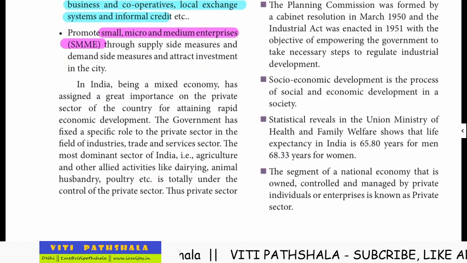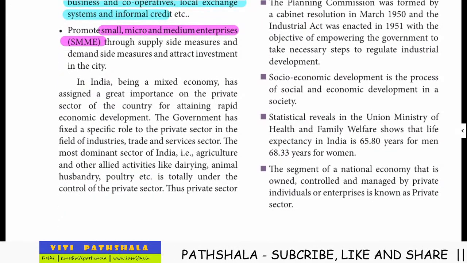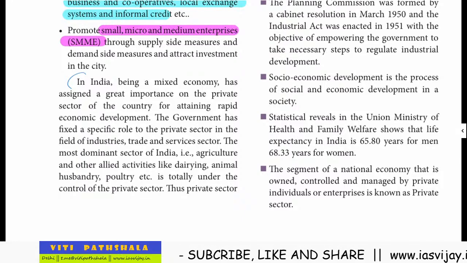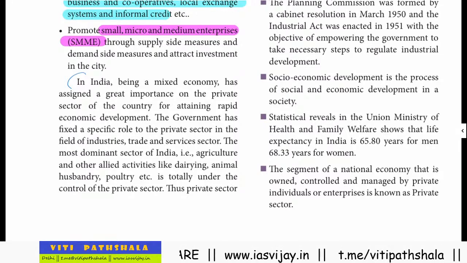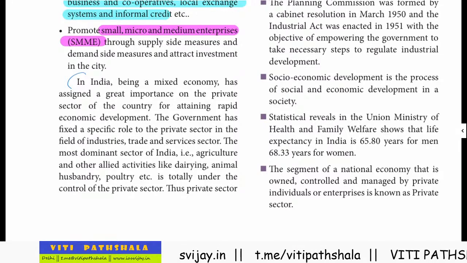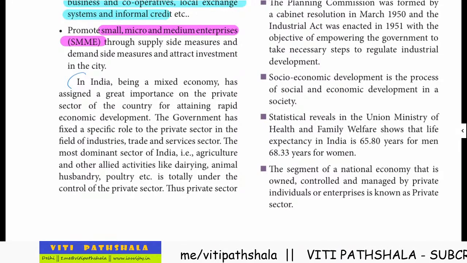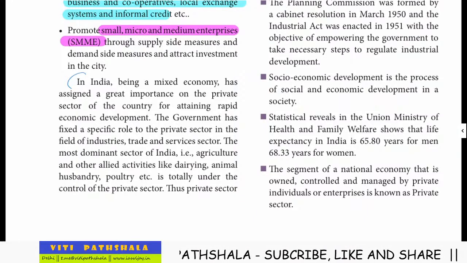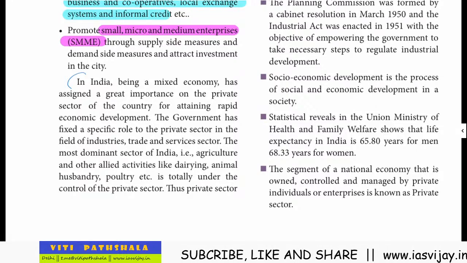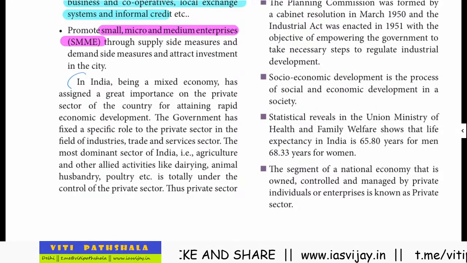In India, this is where your conclusion part starts. If you have to write a conclusion, this would be your conclusion. India, being a mixed economy, has assigned great importance to the private sector of the country for attaining rapid economic development. The government has fixed a specific role for the private sector in the field of industries, trade, and the service sector.